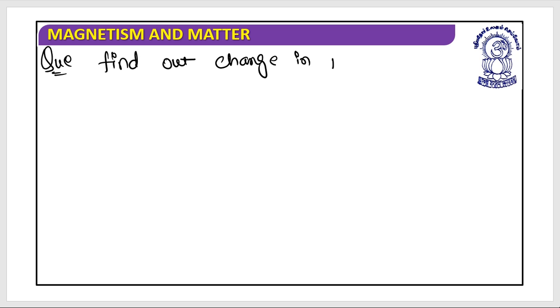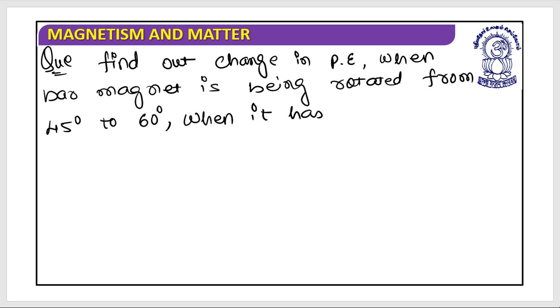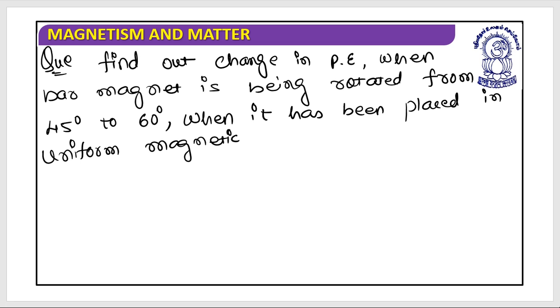Find out the change in potential energy when a bar magnet is being rotated from 45 degree to 60 degree when it has been placed in a uniform magnetic field. So you need to find out the change in potential energy.